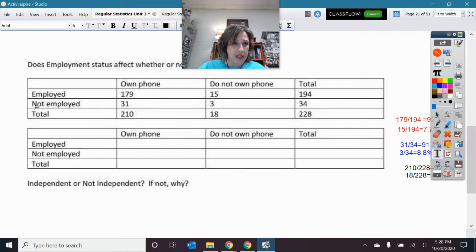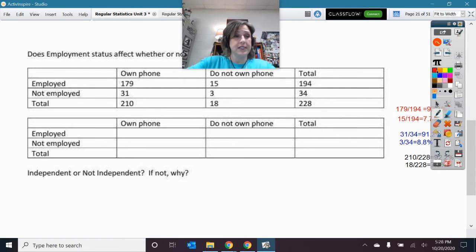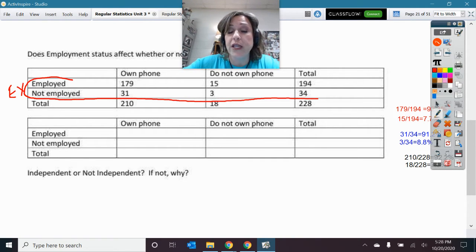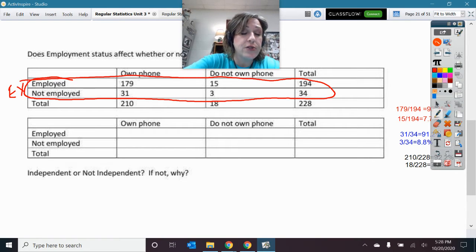Here on the left is employed and not employed. Up on the top is own a phone and not own a phone. Which one of these would you consider the explanatory variable? The one on the left or the one on the right? So, hopefully, you've decided that over here is our explanatory variable. These are the ones that are explaining the other thing. So, conditional upon you being employed or not employed, those will give me the rates at which you own a phone or don't own a phone.